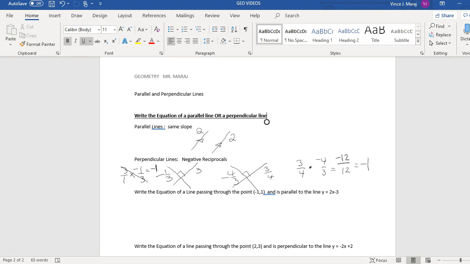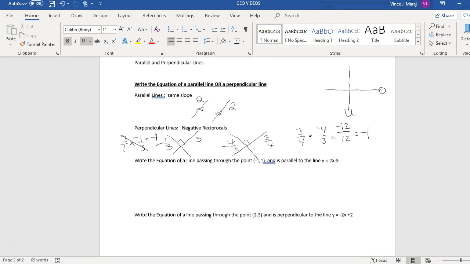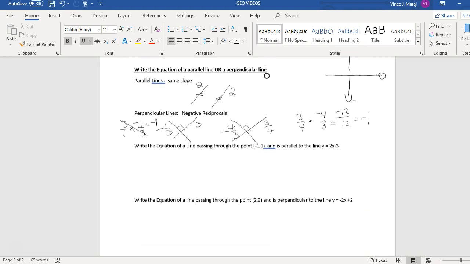Now there's one exception to that, and that is if the lines are horizontal and vertical. Horizontal lines have a slope of 0. Vertical lines have a slope of undefined. That's the only exception. Now let's turn to the two EOC questions.